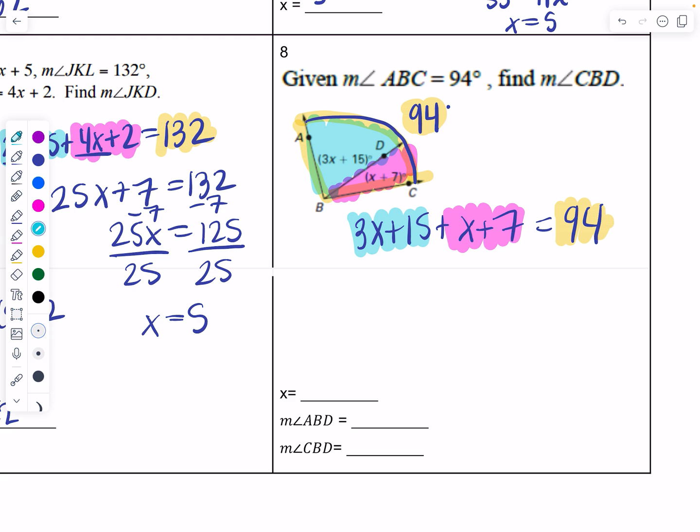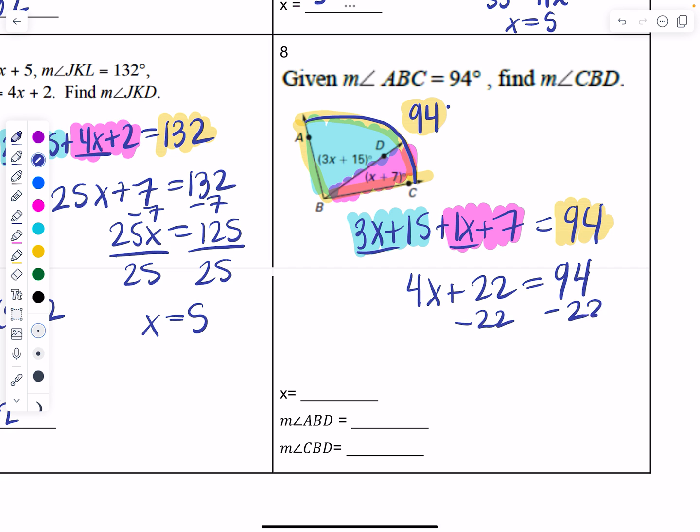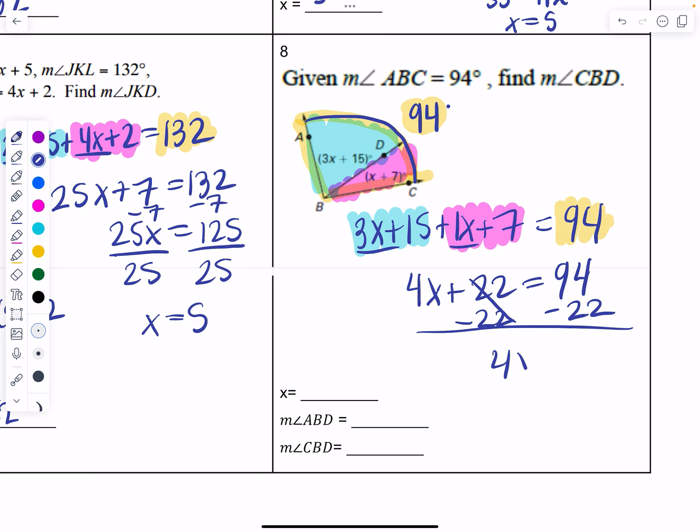And I'm just going to combine my like terms. This is 3x, this is 1x. And so together those make 4x. And then 15 and 7 makes 22. We're going to subtract 22 from both sides. And we get 4x equals 94 minus 22, which should be 72. And then we're going to divide both sides by 4. When you do 72 divided by 4, you get 18. So x is 18.